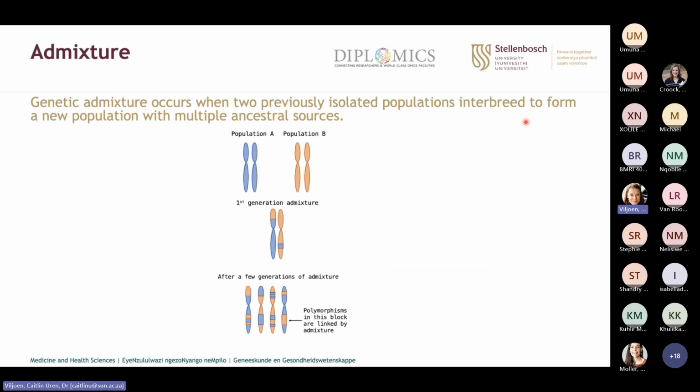Okay, so we mentioned admixture. So what is admixture? Admixture occurs when two previously isolated populations interbreed to form a new population, with multiple ancestral sources. So you can see population A on the left and population B on the right. First generation admixture, again, you can see those blocks are relatively straightforward. Recombination has occurred. After a few generations of admixture, those ancestral blocks will be a lot smaller.